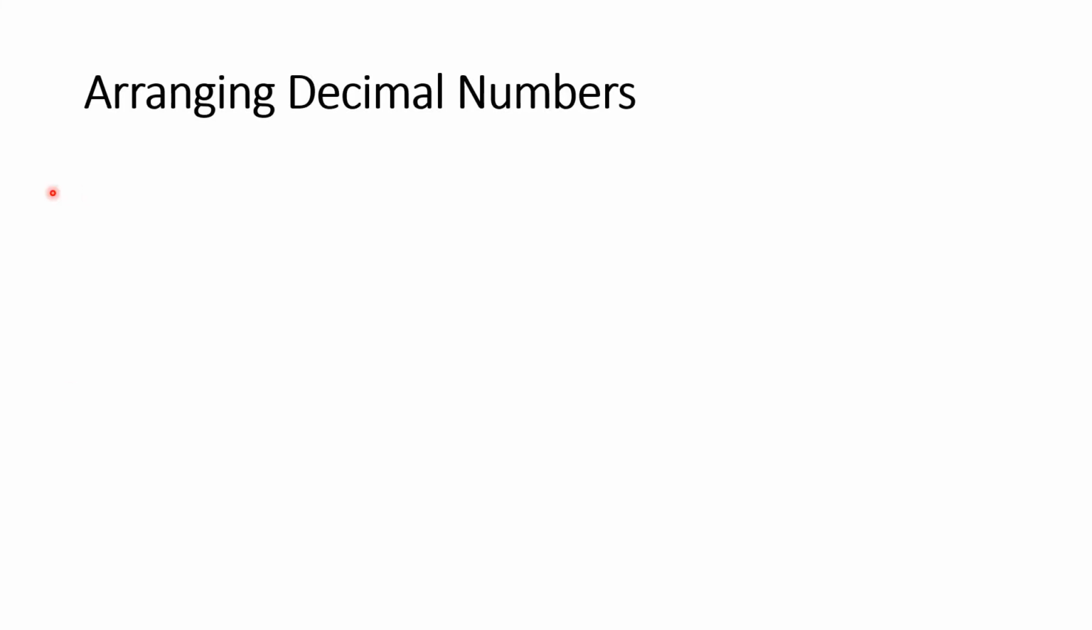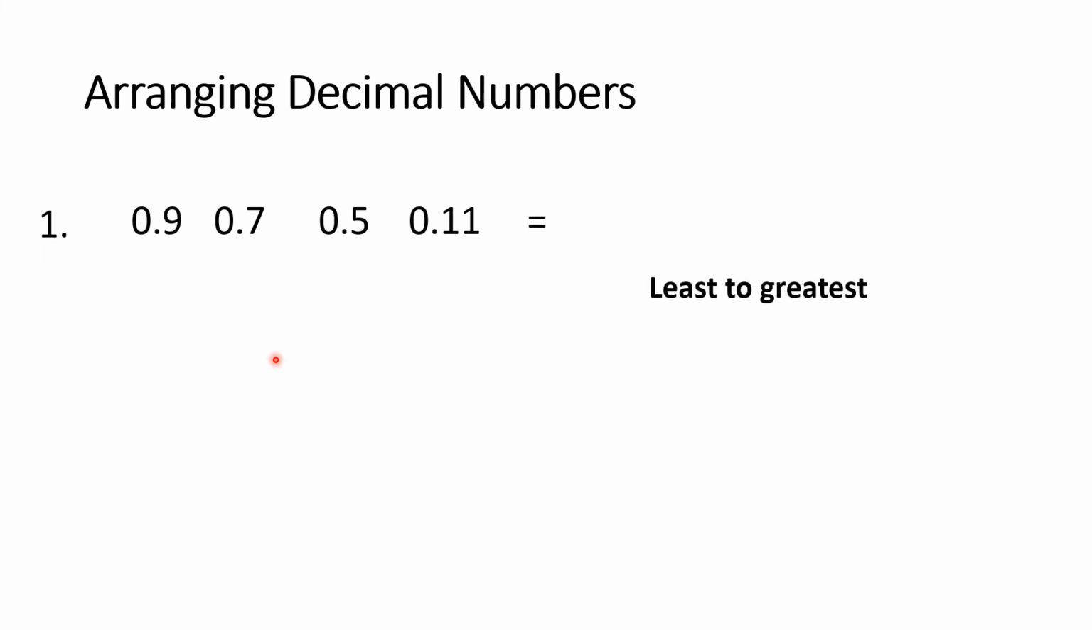Ngayon naman, let's do the arranging decimal numbers. So start tayo sa example number 1. So we have 0.9, 0.7, 0.5, and 0.11. So first is, ayusin natin siya from least to greatest or magsa-start tayo sa smallest number to biggest number. So syempre, ang una nating hahanapin ay yung smallest decimal number. So among 9, 7, 5, and 11, 0.5 is the smallest. And then, followed by 0.7. And then 0.9. And the greatest decimal number is 0.11.